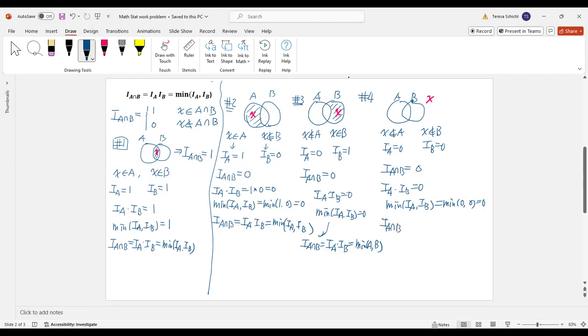IA intersect B is equal to IA times IB, which is equal to the minimum of IA and IB. Here I should say minimum, I wrote too fast. So the minimum of IA, IB. Now I have covered all the possible situations, so I know by exhaustion.